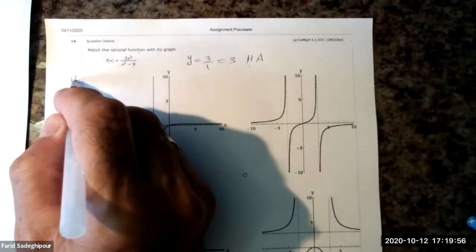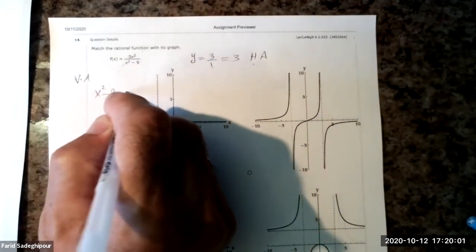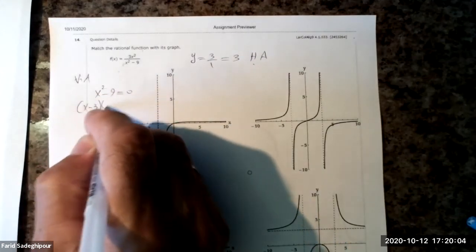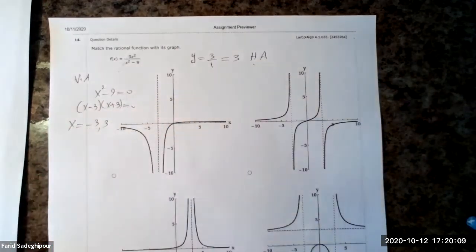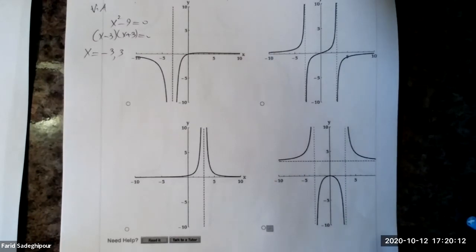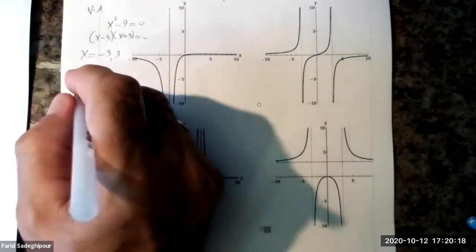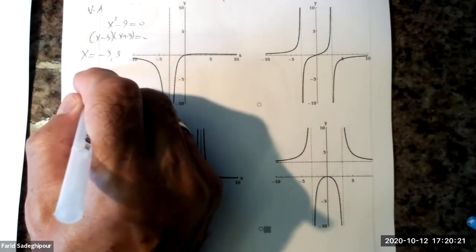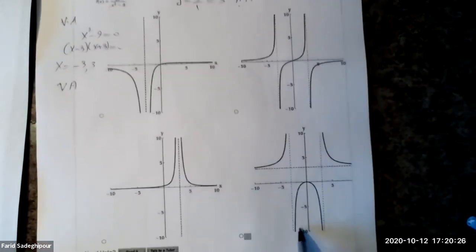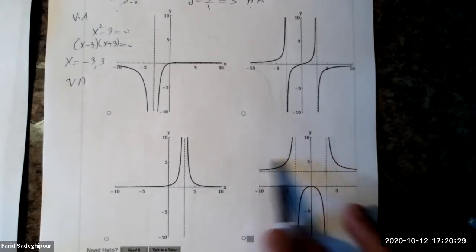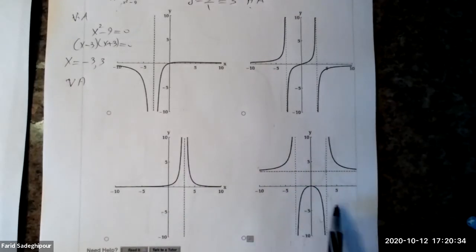To find the vertical asymptote, you take the denominator and set it equal to 0. So x² minus 9 equal to 0. x minus 3 times x plus 3 equal to 0. So x is -3 and 3. So there are 3 asymptotes, 2 vertical and one horizontal, which is this one. 2 vertical and 1 horizontal. None of the other 3 has 3 asymptotes, just this one does.